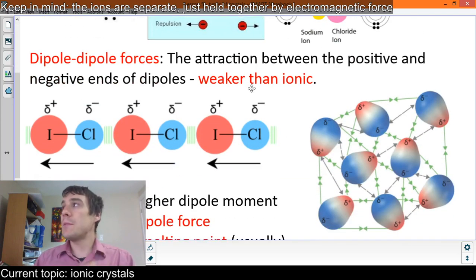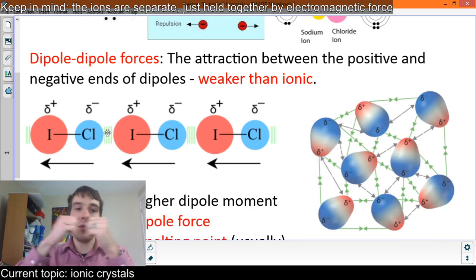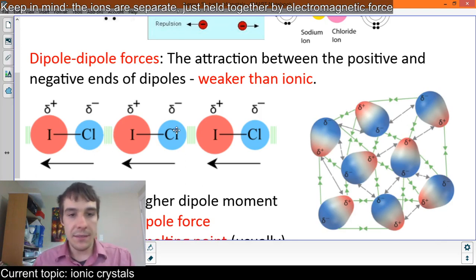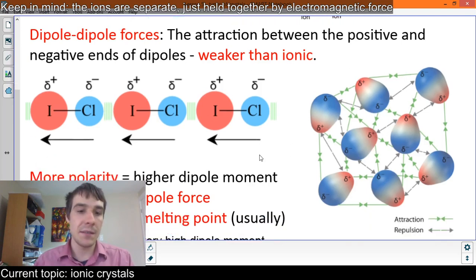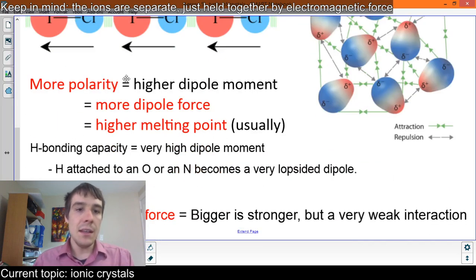Then there's dipole-dipole forces, attractions between the positive and negative ends of dipoles. So these are held together by a bond, but between them there's this positive-negative, delta-positive, delta-negative attraction. The green is trying to show that they're attracted to each other, positives to negatives. But a delta positive will repel another delta positive. And that means that more polarity is a higher dipole moment, more force, higher melting point. And the thing about these guys is there's also the H bonding capacity.